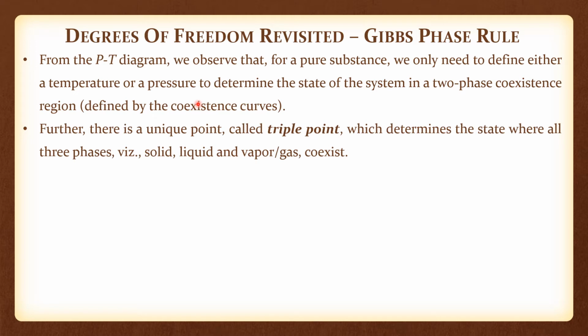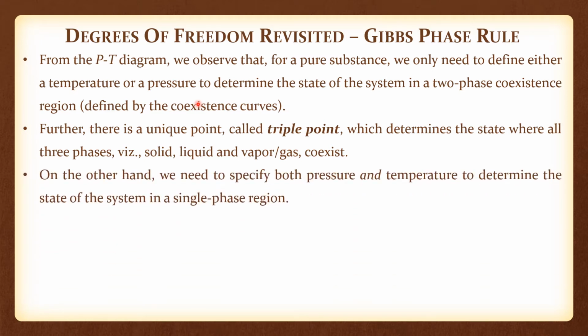Further, there is a unique point called the triple point, which is the junction point of the so-called Y-shaped PT curve, where all the three states, solid, liquid, and vapor or gas, coexist. On the other hand, if you were to be anywhere outside of the coexistence curves and the triple point, one needs to specify both pressure and temperature to determine the state of the system in a single phase region. This much we can gather from the picture, the PT phase diagram itself.